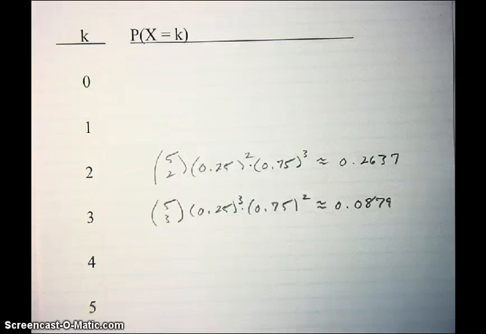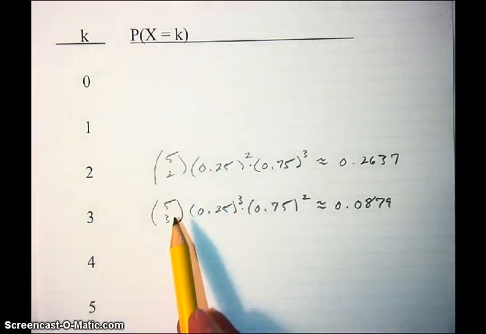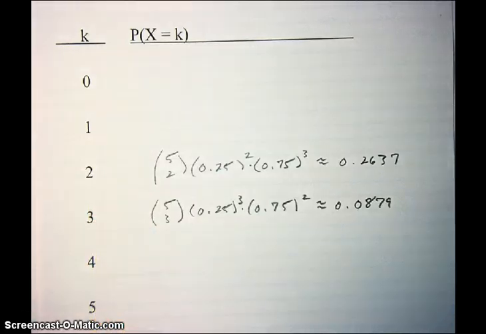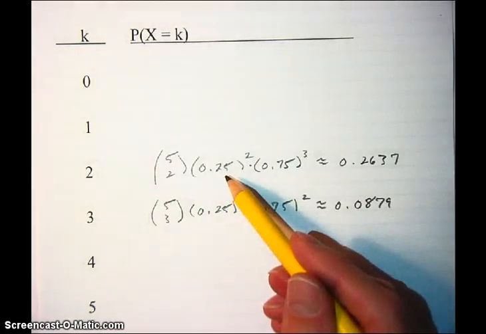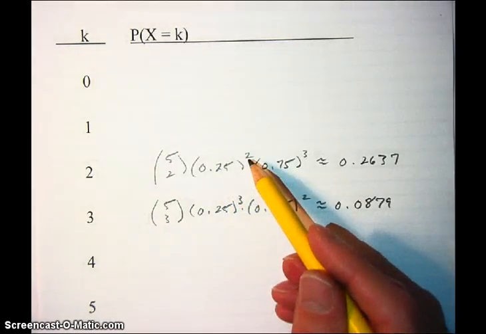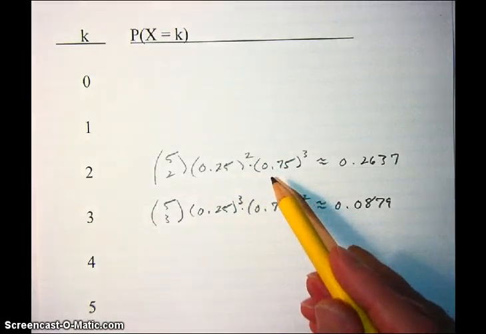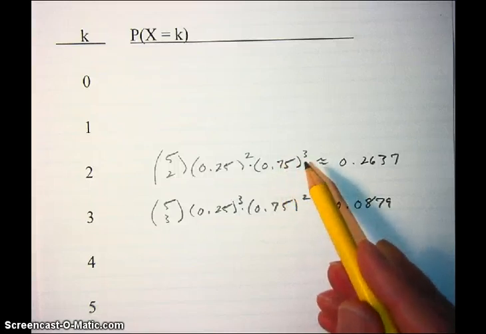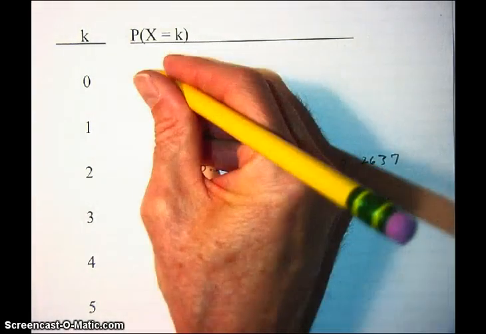So you see there's a pattern here. Each of these probabilities has a choose, which tells you how many ways you can get this number of successes in the string of 5 trials. And then we have the probability of success raised to the power equal to the number of successes, and the probability of a failure raised to the power of the number of failures. So if we follow this pattern, we can fill in this list right here.